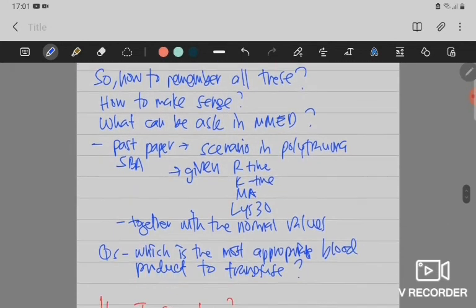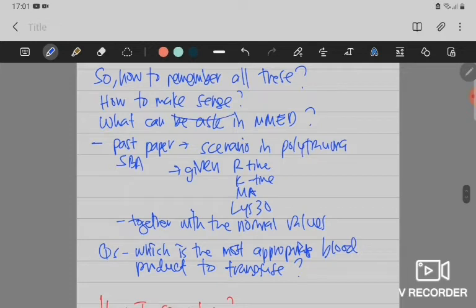So how to remember all this and how to make sense of it? In the past year paper in our exam, one of the questions they ask, they give some scenario in polytrauma, and then they give the ROTEM values. They give R time, K time, maximum amplitude, lysis 30. Of course they also give the normal values for all this, and the question goes as which is the most appropriate blood product to transfuse.